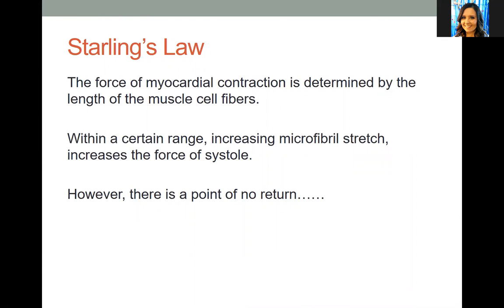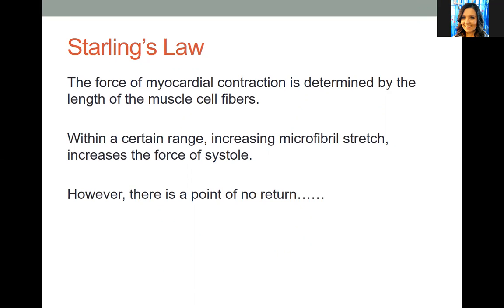So Starling's law states that the force of myocardial contraction is directly determined by the length of the muscle cell fibers. So the longer the fibers get, that means they're stretching more, so there should be more blood ejected out. Now within a certain range, when we increase that myofibril stretch, this will increase the force of systole, thus increasing our stroke volume or cardiac output.